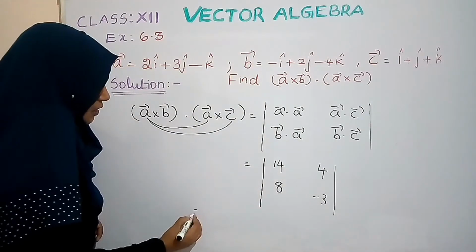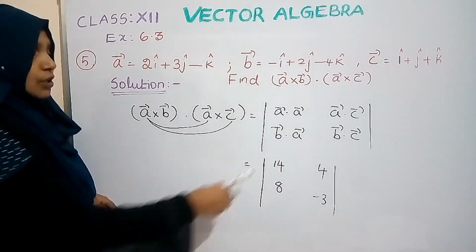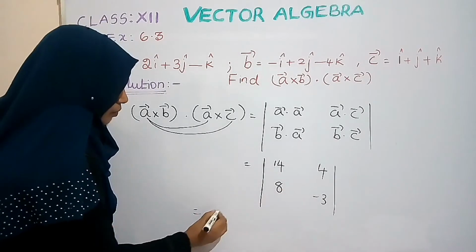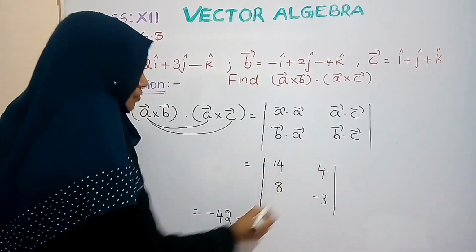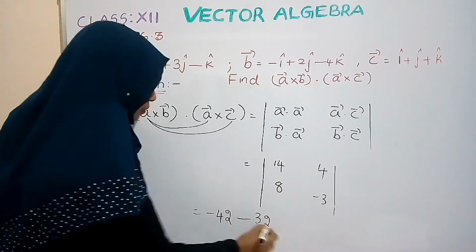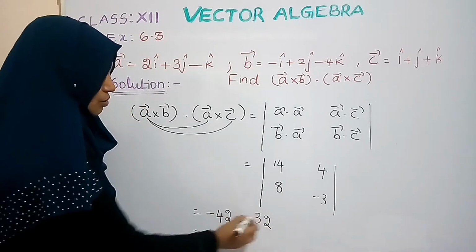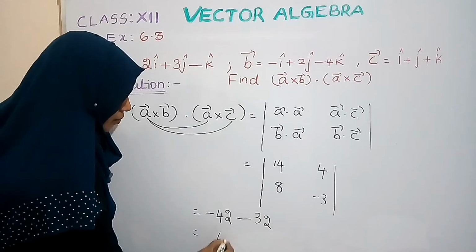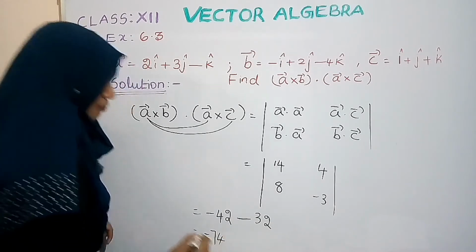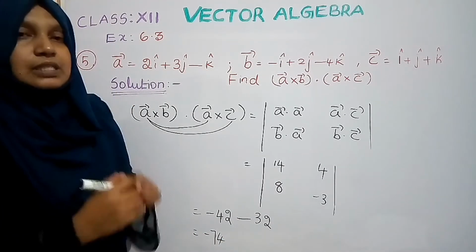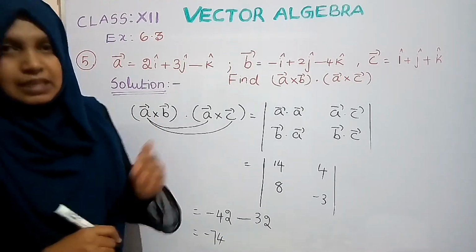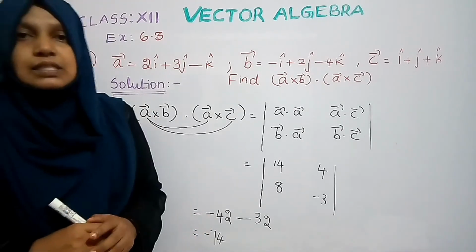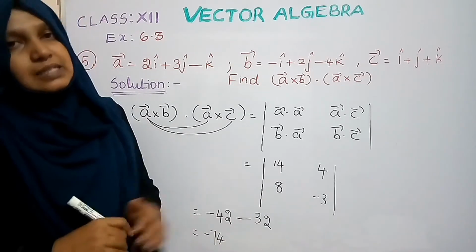After that, just to calculate the determinant value, 14 into minus 3, minus 42, minus 8 into 4, 32. After adding these two values, we are getting minus 74. So for the scalar product of four vectors, the final answer should be a scalar, which is a number. So here we are getting the scalar as minus 74.